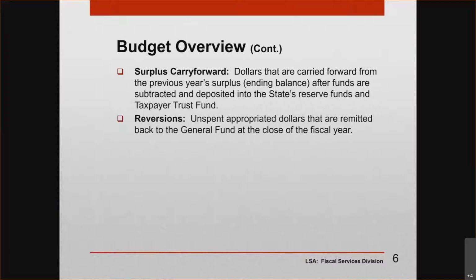And the other concept here I want to touch on is reversions, which is not quite as significant, but it's an important concept. Reversions are the unspent appropriated dollars that are remitted back to the general fund at the close of the fiscal year. An appropriation is actually a spending authority, a budgeting tool. Agencies don't always spend all of their appropriation throughout the fiscal year, and so whatever is not spent by a department comes back to the general fund as a reversion.